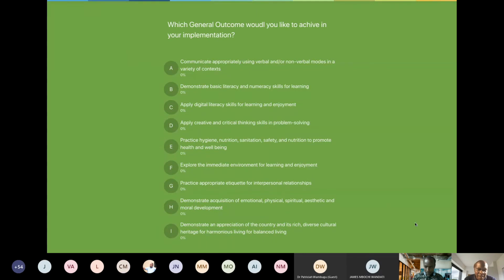Select as many as you can, but remember, be pragmatic because you can't do everything. Look at what you'll focus on. If you can focus on 2 or 3, it is more advisable than trying to chew everything. Select the ones which you are going to focus on for your implementation. Which general learning outcomes will you be focusing on from what you are getting from this particular session?